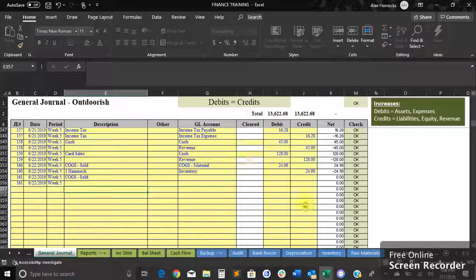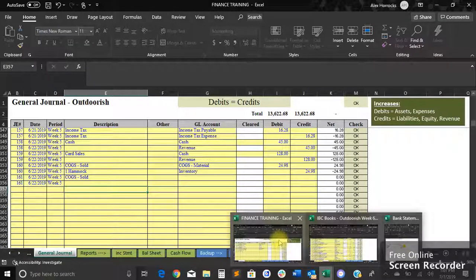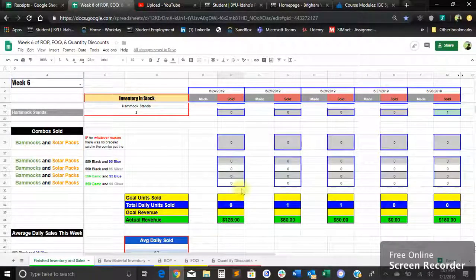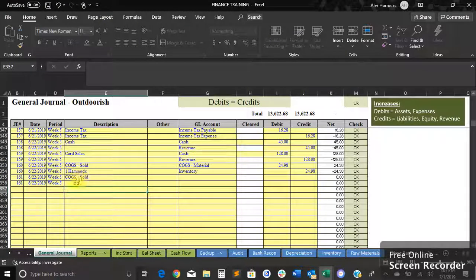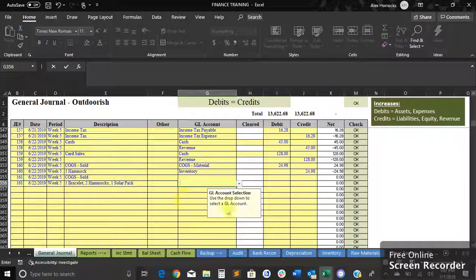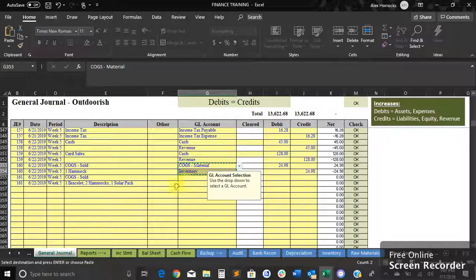So the remaining amount would have been 128, which is what it says here, right? 128, that's what we had in sales. So really, you just need to go ahead and account for 1 bracelet, 2 hammocks, and 1 solar pack right there. So let's go back here, type in 1 bracelet, 2 hammocks, and 1 solar pack. And then just copy and paste this since it's the same journal entry.